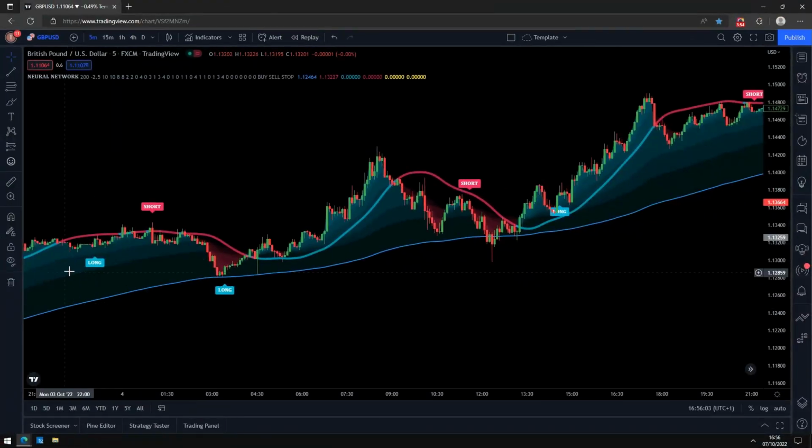The background on this strategy is also a good indicator of bias. So when it's blue we're looking for buys and red for sells. You can also see we have these short and long signals which will tell you when to get in on the candle once it's closed. I'm now going to show you exactly how to take entries.